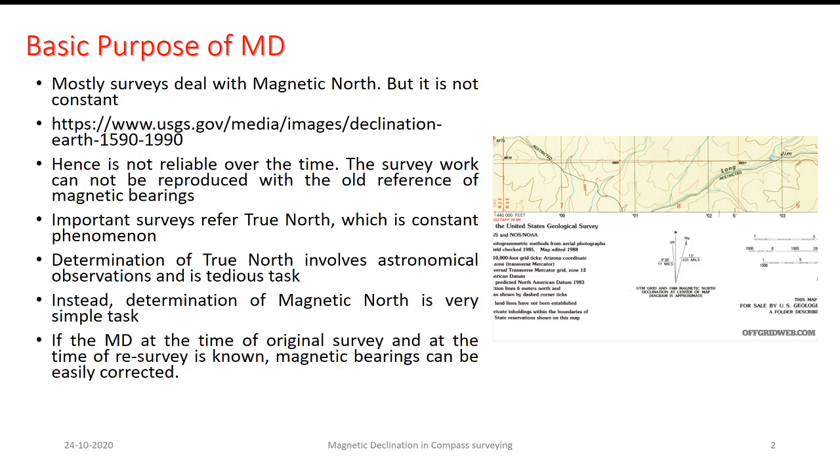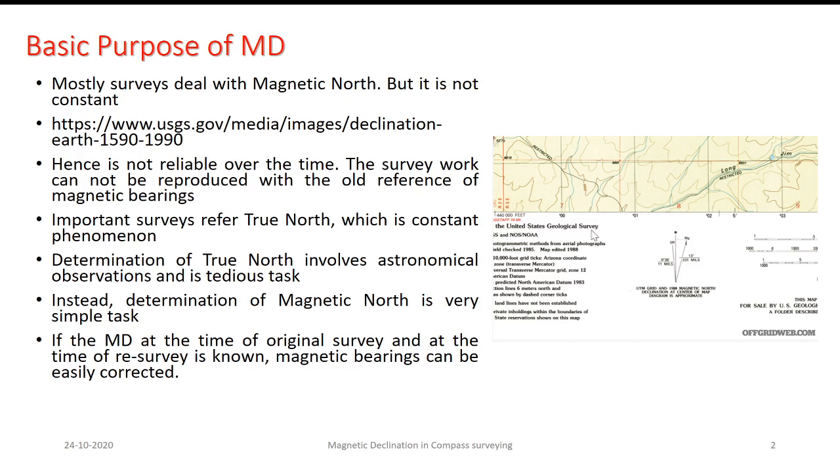You have already been introduced to the use of the prismatic compass, surveyor's compass and related concepts. Taking the bearing by making use of a prismatic compass takes hardly any time. So if the magnetic declination at the time of the survey and at the time of the resurvey we wish to do is known, the magnetic bearing can be easily determined. This is the use of magnetic declination.